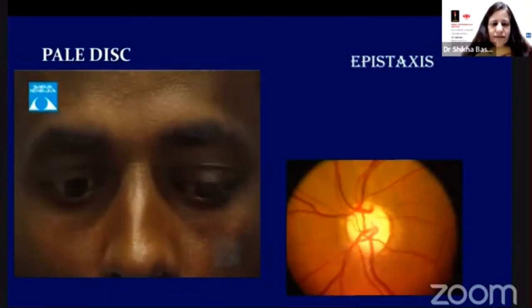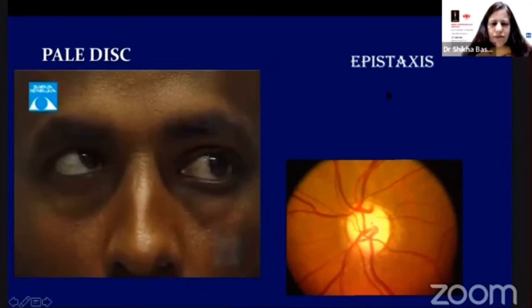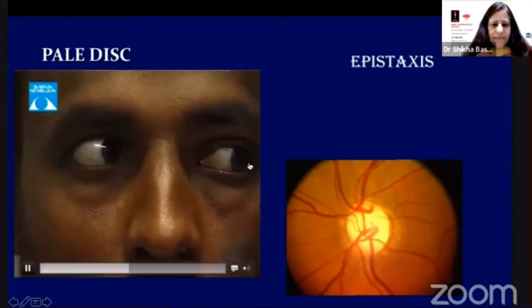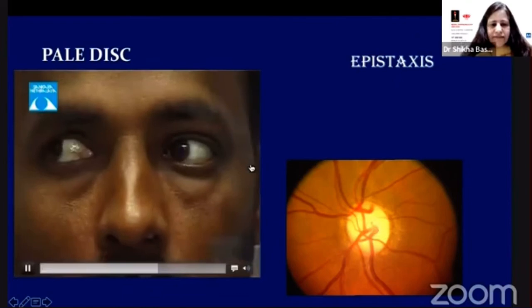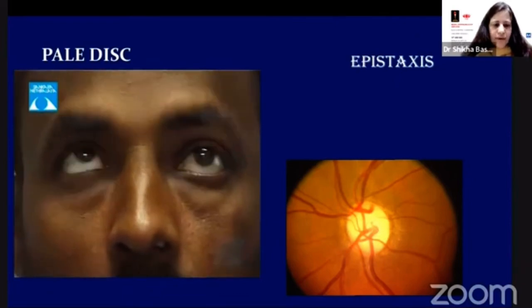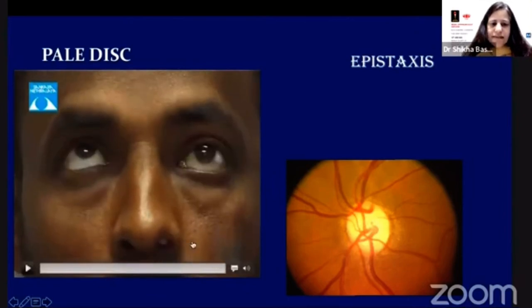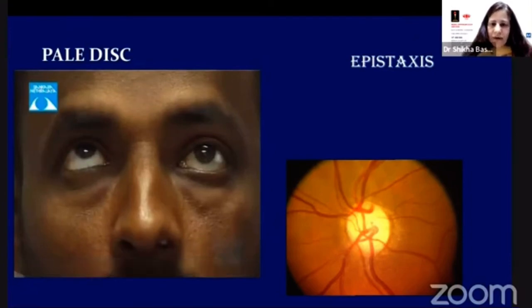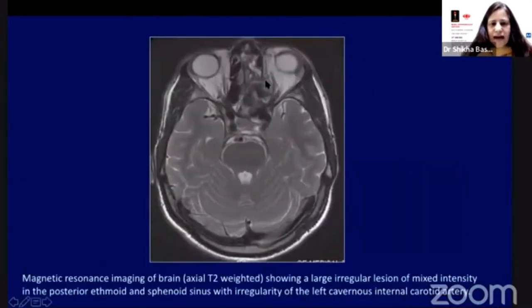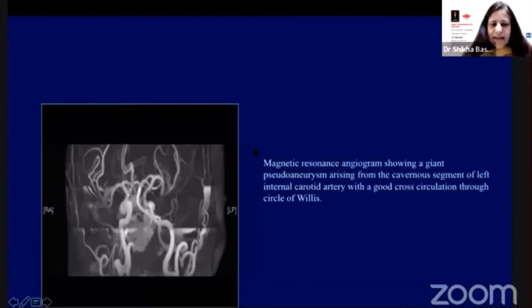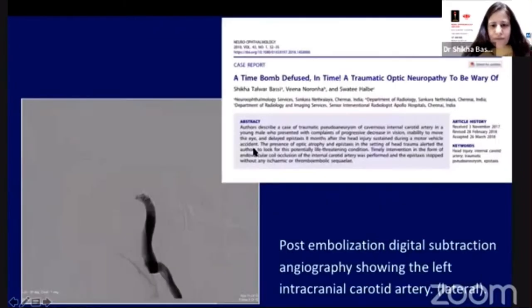I would just like to share, this is a case of traumatic optic neuropathy, 8 months old. He had optic atrophy. There's limitation of movement of the left eye in abduction. What was most important was that for the past 3-4 months, he was keeping a cotton plug in the nose, and he had chronic epistaxis. So we did an MRI, and indeed there was a large pseudoaneurysm arising from the cavernous internal carotid artery, confirmed with MRA and also with DSA, and the patient was successfully treated with coil embolization, which saved his life.